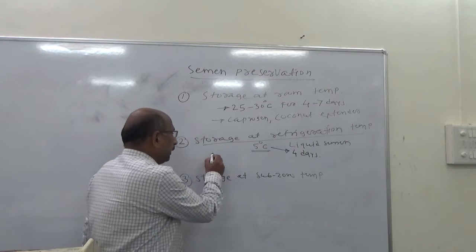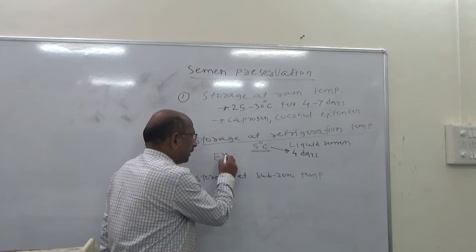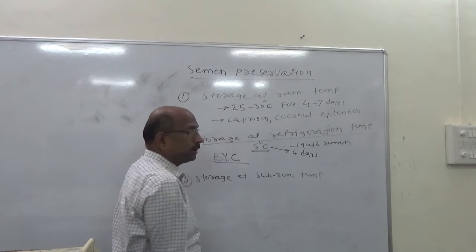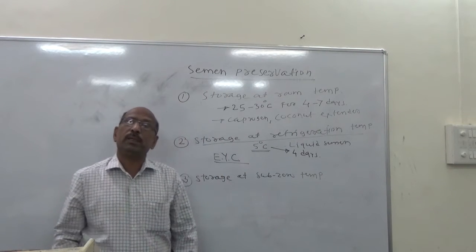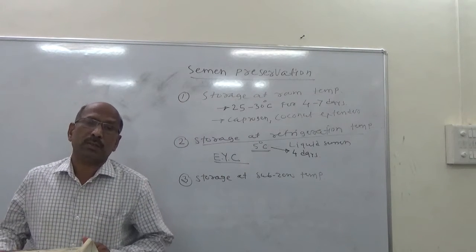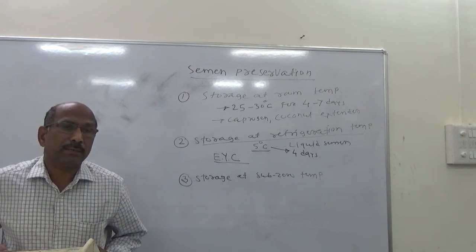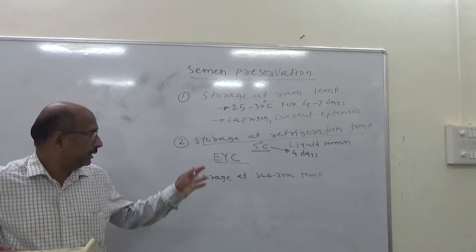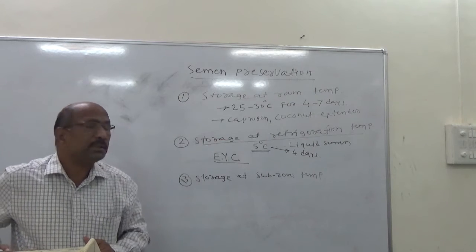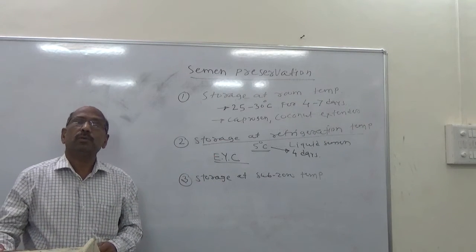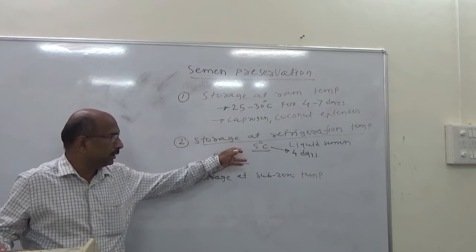Egg yolk citrate, the EYC, is the common extender used for preservation of semen at refrigeration temperature, that is 5 degrees centigrade for 4 days. That is called liquid semen.